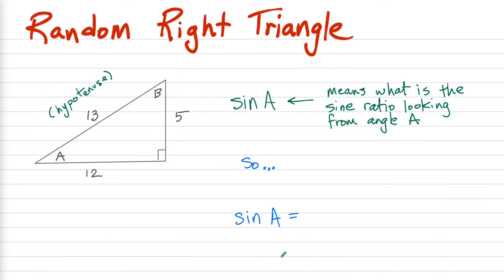Okay, so here I just drew a random right triangle. So I made a 5, 12, 13. The 13 is the hypotenuse, no matter which side you look from.